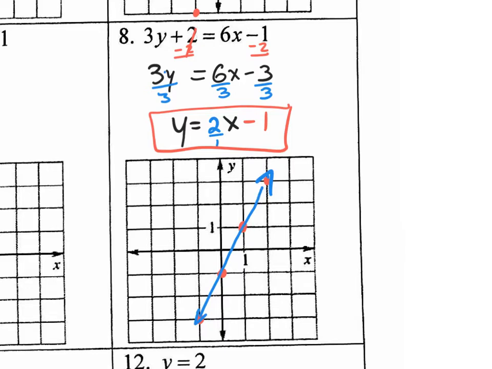If I plug in 1 for x and 1 for y into my original equation, a 1 right here and a 1 right there, it'll work. It'll be a true statement, right? 6 times 1 is 6. 6 take away 1 is 5. Over here, 3 times 1 is 3. 3 plus 2 is 5. So 5 equals 5. It's a true statement.